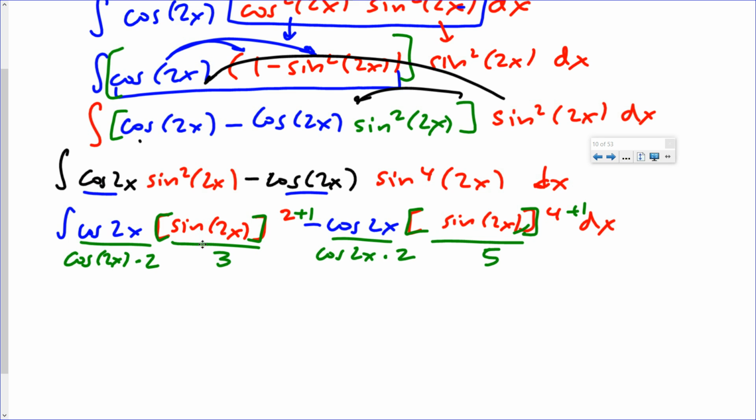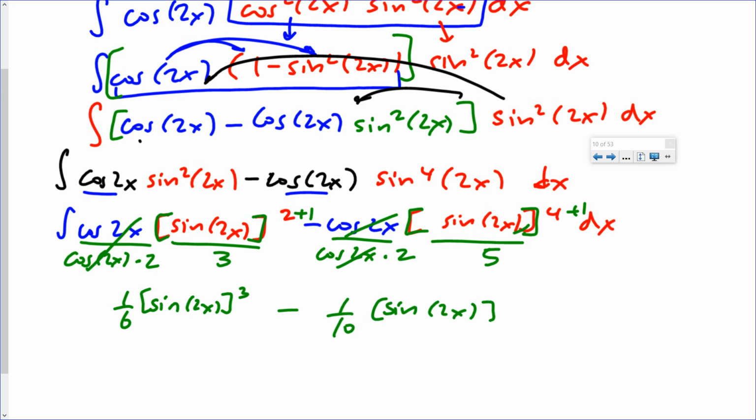Okay, so come over here and say, do my x's cancel out? Yes, except I have this 1/6 now, right? So this is going to be 1/6 times sine 2x raised to the third power, minus, do my x's cancel out over here? Yes, but do you see you have 1/10 here, and this will be sine 2x raised to the fifth power. Can someone check me on this? Okay, good. And that is my answer.